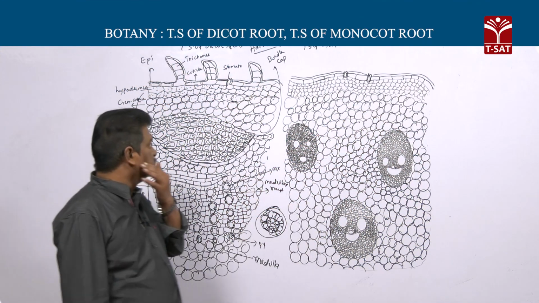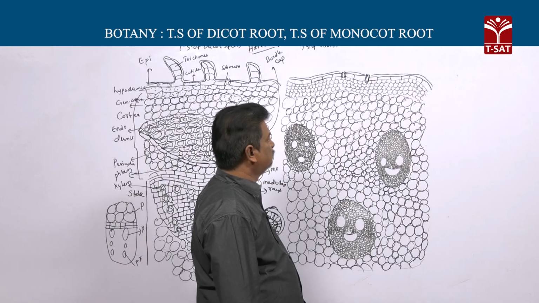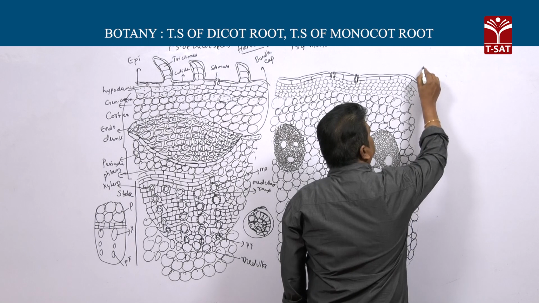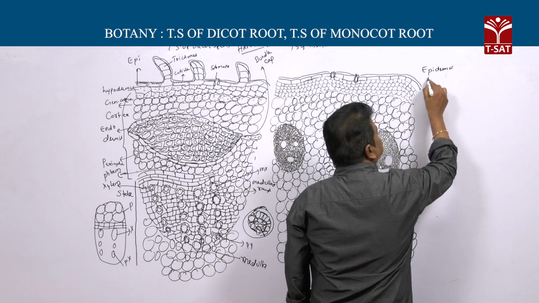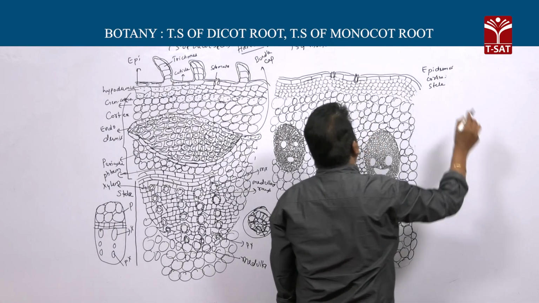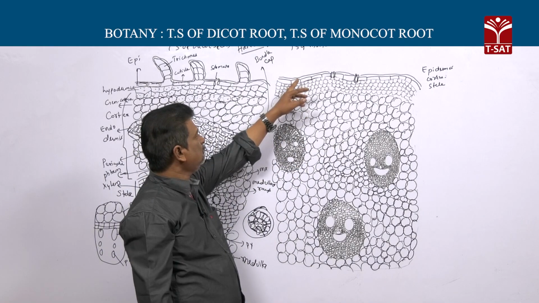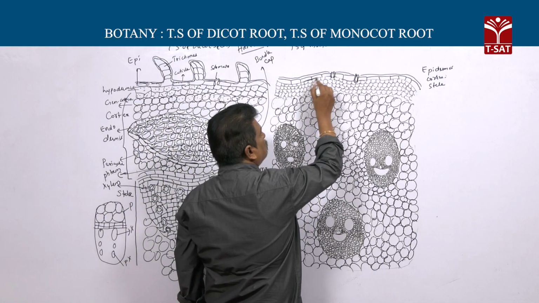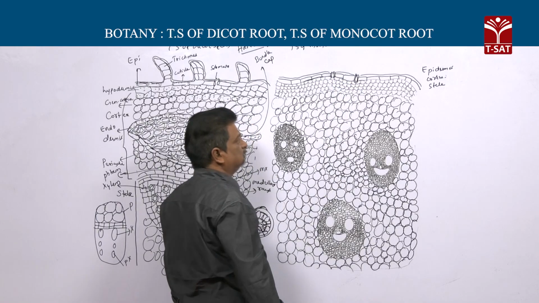Next one, T.S. of monocot stem. T.S. of monocot stem also shows three parts: epidermis, cortex, and third one, stele. So, first one, epidermis, with almost the same characters. Epidermis is the outermost layer, single layered, protective in function.